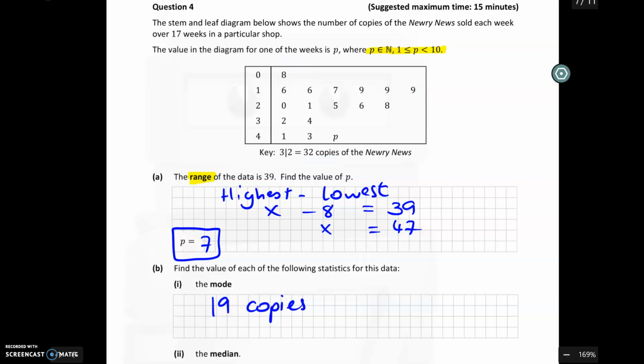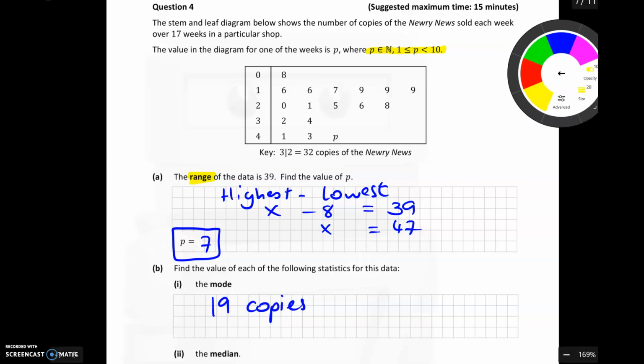What else do we have? The median. The median is the value in the middle. Okay, there are 17 weeks altogether. So the median is the middle value. One way you can get the middle value is if you add 1 to 17 and divide by 2. So 17 plus 1 is 18, divided by 2 is 9. So the ninth value would be the median.